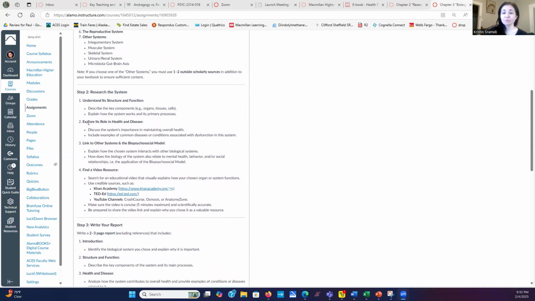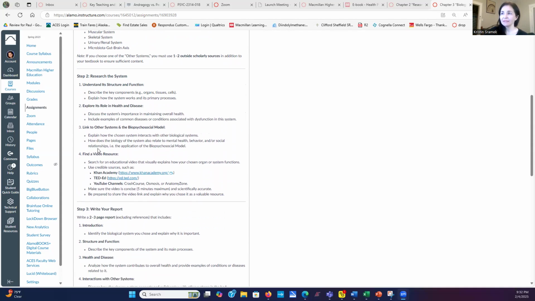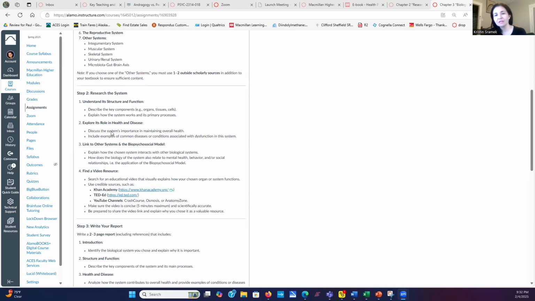You're going to be exploring how the system is related to health and disease, and then linking the other systems to your particular system. So you don't have to talk about all of them, but if there's a relationship between the system that you're covering and other systems, it's good to mention at least one, maybe two of them, and then relate it back to the biopsychosocial model. Remember that includes mental health, behavior, social relationships where you can.